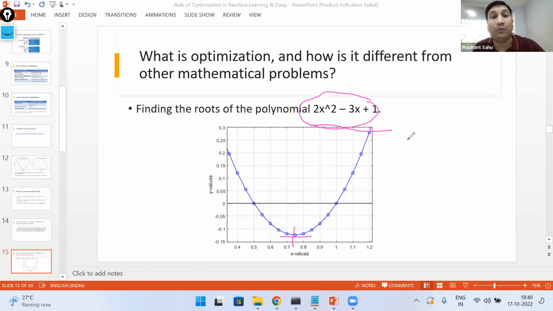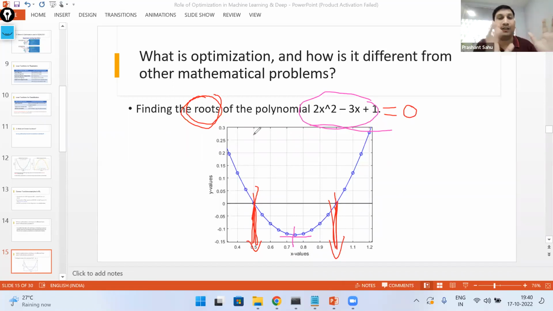Now, if I'm asking you to find the roots of this polynomial, what do you mean by the roots? Roots means the point at which this f of x has a value of 0. So those are called roots. You can clearly see that this polynomial will have 2 roots. One is at 0.5 and the other is at 1. So this polynomial has got 2 roots.